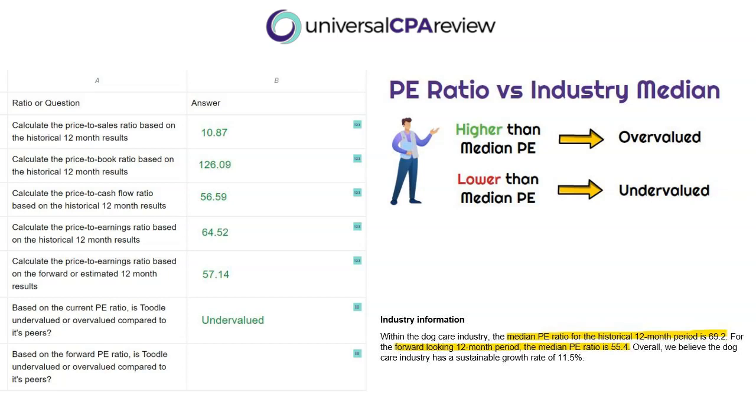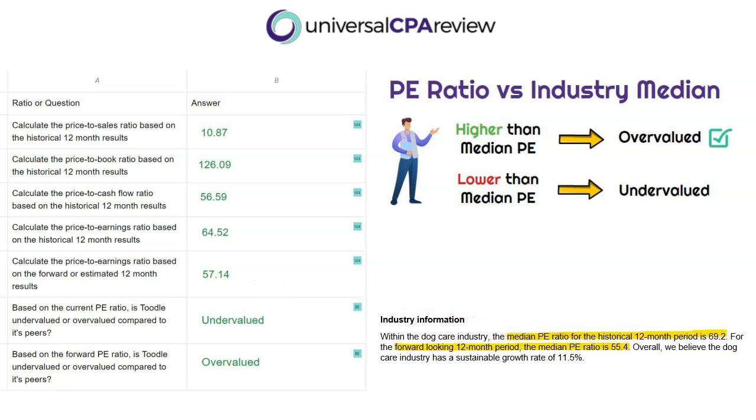Now on the flip side, if we look at the forward PE ratio, which is looking at the next 12 months of earnings per share, well, we calculated that forward PE ratio as 57.14 for Tootle. However, the analyst report indicates that the median PE ratio on a forward-looking basis is 55.4. So in this case, Tootle is actually greater or higher than the median, which says that basically they're going to be more expensive relative to their peers, so they are going to be overvalued, right?